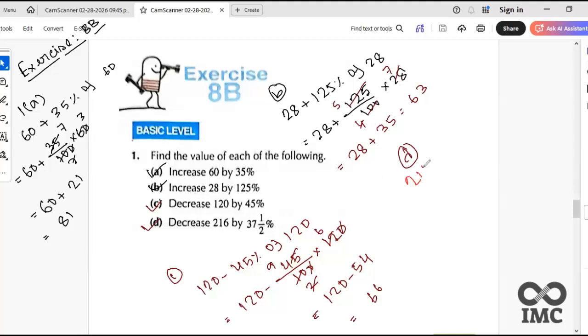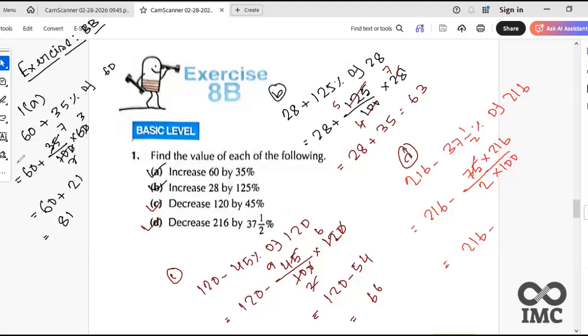So 216 minus 37 whole 1 by 2% of 216. So what will you get? 216 minus 37 whole 1 by 2. That means 37 times 2 is 74 plus 1, that is 75. 75 percent means divided by 100. Of means into 216. So 216 minus, we need to cancel it.